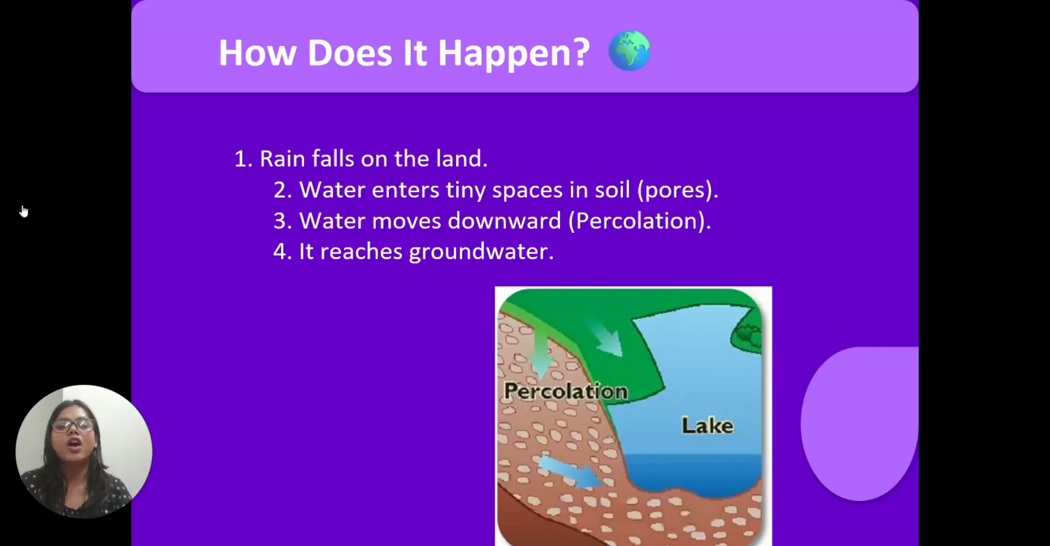Now let's understand how infiltration happens step by step. First, the rain falls on the land. Second, some water enters tiny spaces in the soil. These tiny spaces are called pores. Third, the water moves downward through the soil. This downward movement is called percolation. Finally, the water reaches the groundwater level. So basically, rainfall enters the soil, moves downward, and then becomes groundwater. This is the complete journey of infiltration.